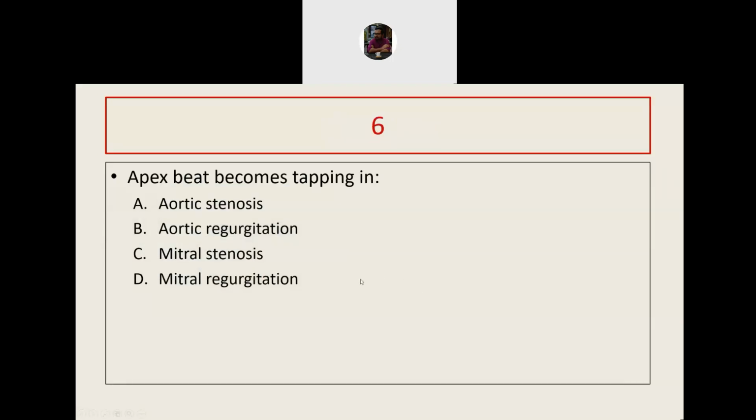Apex beat becomes tapping in. What will be the answer? Very good. So apex beat becomes tapping in mitral stenosis.